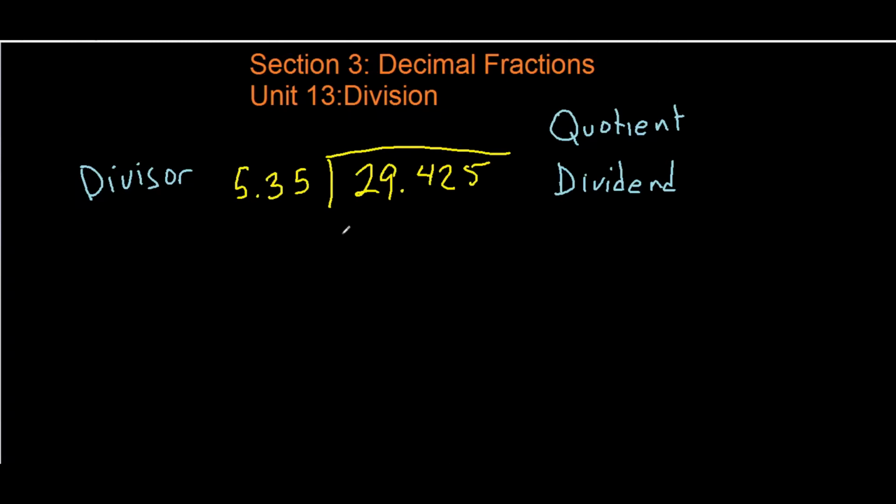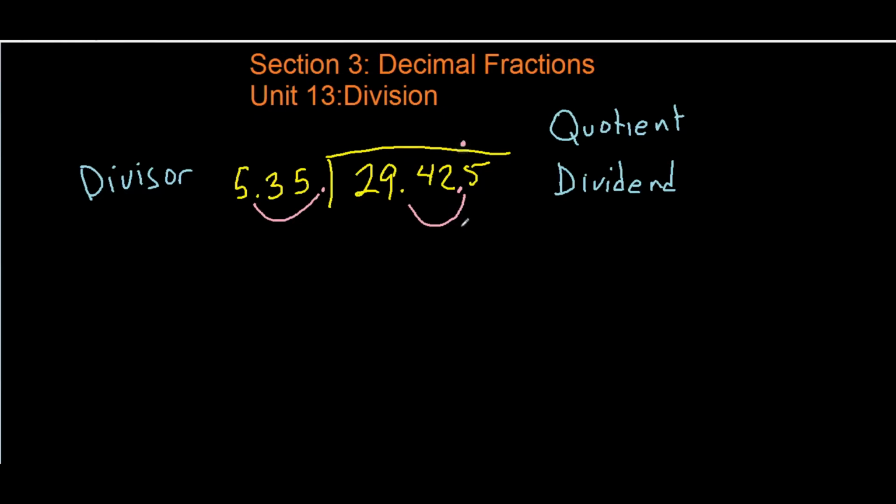Now, the first thing you want to do when you look at a number like this where you're dividing decimal fractions is look at your divisor. If it has a decimal point in it, you need to move that decimal point all the way to the right. However many spaces there are, which in this one is 2, you're going to move the decimal in the dividend that many spaces, 2 spaces to the right. Now you have one whole number, 535, and you're going to try to divide 535 into whatever this number is.